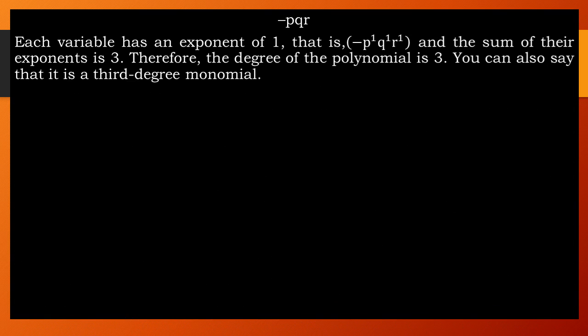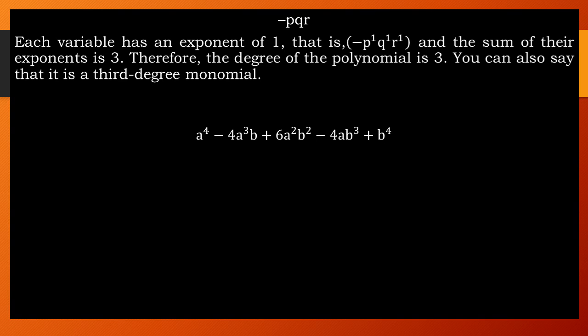Let's take a look at another example. We have negative bqr. Each variable has an exponent of 1, that is, negative b to the 1, q to the 1, r to the 1. The sum of their exponents is 3. Therefore, the degree of the polynomial is 3. You can also say that it is a third degree monomial since the sum of the exponents is 3, so you can read it as third degree monomial.